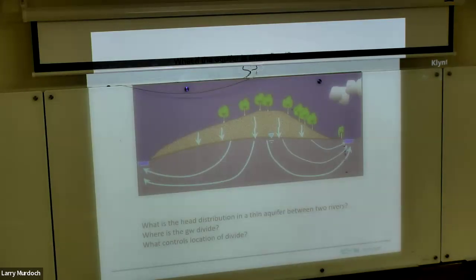Okay, so let's go back to this conceptual model. We analyzed flow between two streams, and we did it by changing the conceptual model that we see here and saying that the flow saturated thickness was uniform. But let's see about relaxing that. This is an unconfined aquifer, and the saturated thickness varies all through the problem.